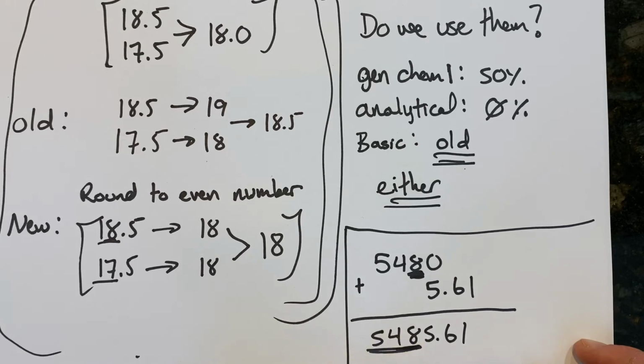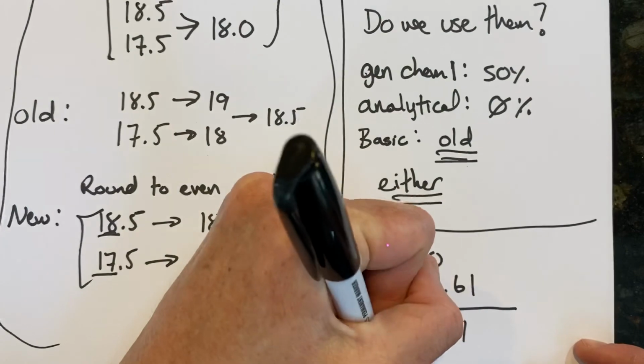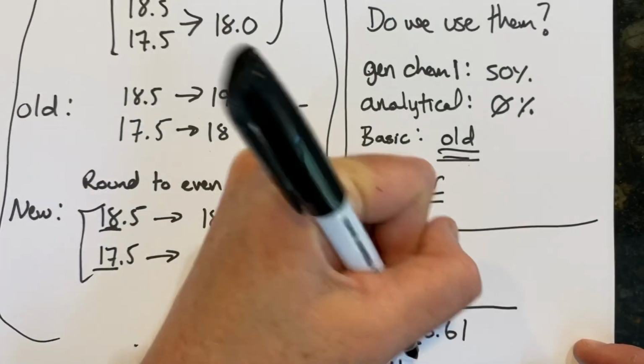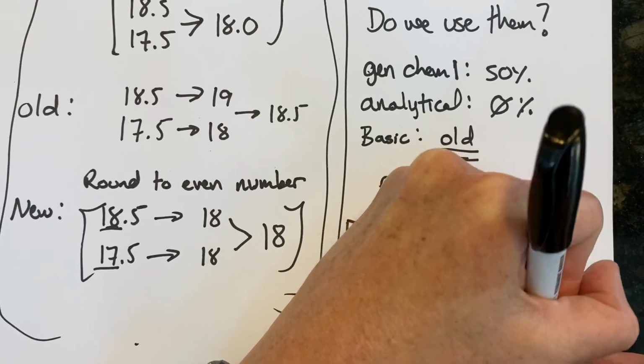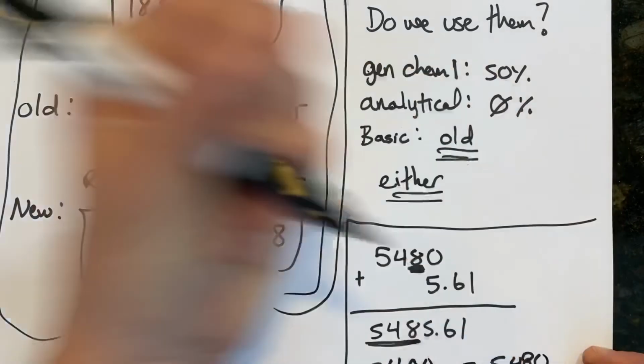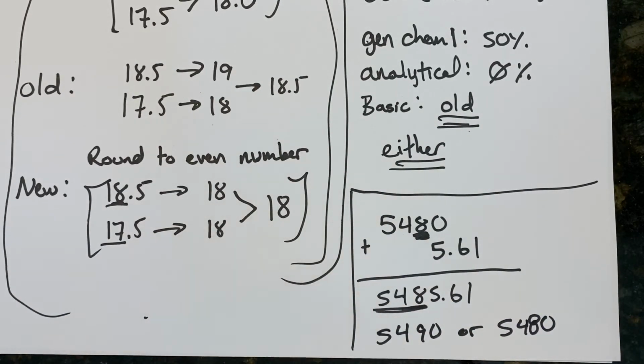There is. In this case, you would round up with the old way, or you would round to the even number with the new way. So I would accept either answer, 5,490 or 5,480. But I just want you to be able to see where each of these come from. So I hope that helps, and have a great day.